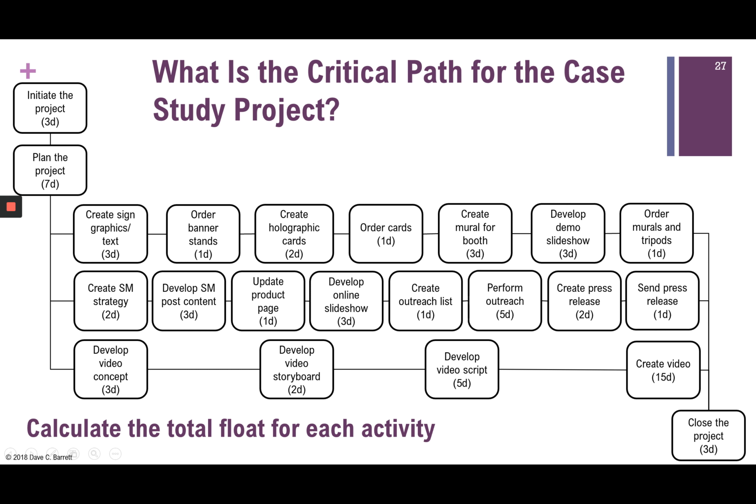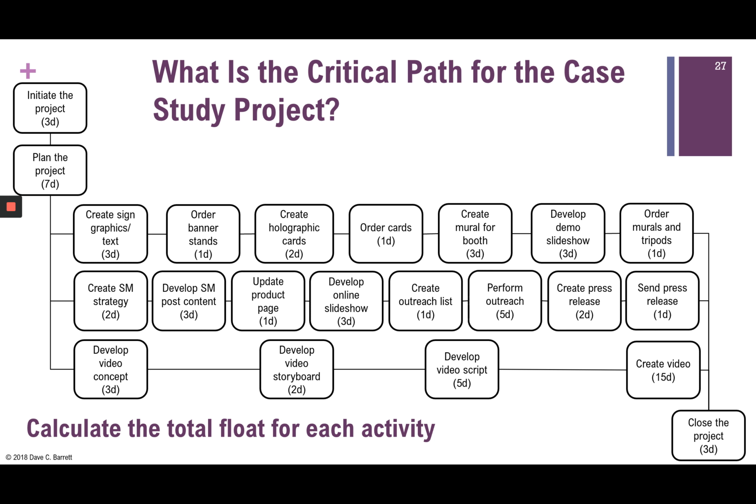Similarly, if you add up the total amount of days in the next one, from create social media strategy all the way to send press release, you'll see that is 18 days, which tells you that there are 7 days of total float here. And that's really what you're doing in critical path and total float.